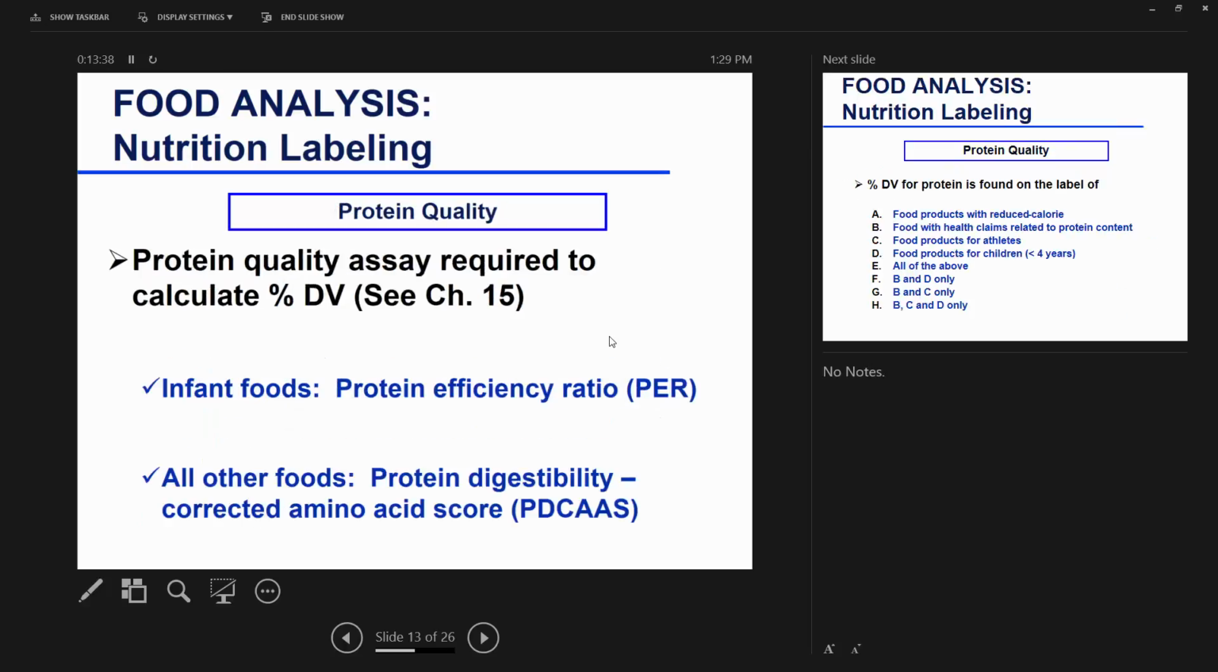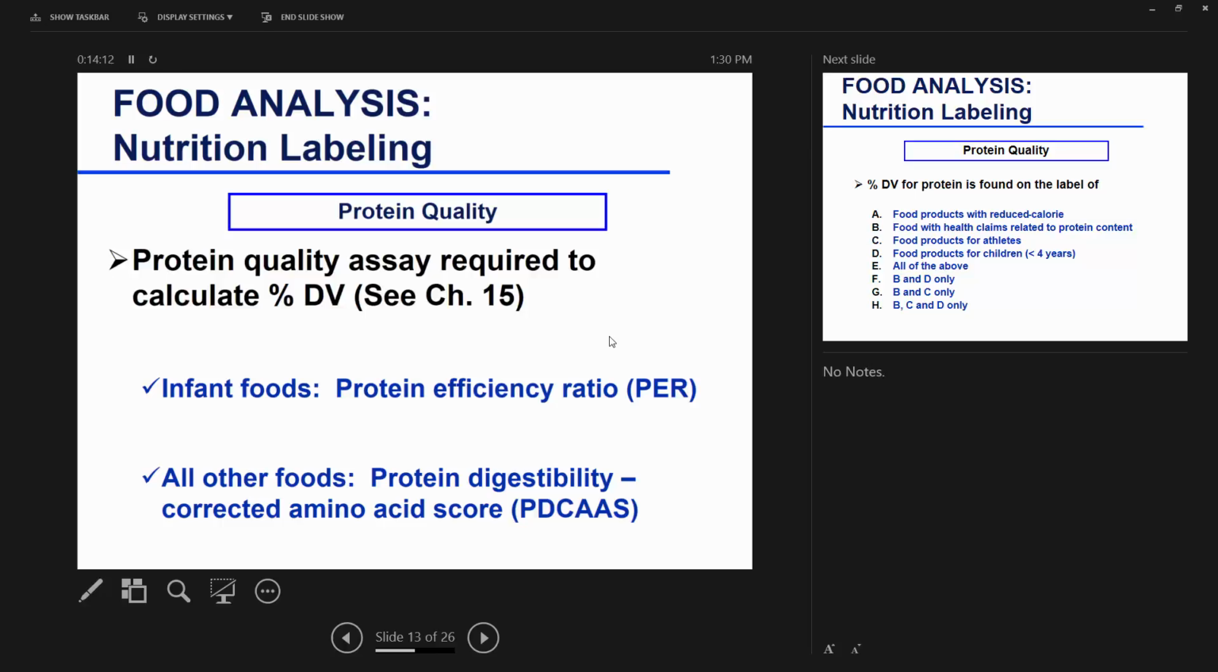All right, protein quality. We're going to talk more about these different methods in chapter 15 when we do protein characterization. But if you notice, there is not always a % daily value for protein on your label. If it's infant food, you have to report it. If you're making a claim on protein, you have to report it. So in infant food, there is a method called the protein efficiency ratio method. We'll talk about that. It's an in vivo method based on a rat model.